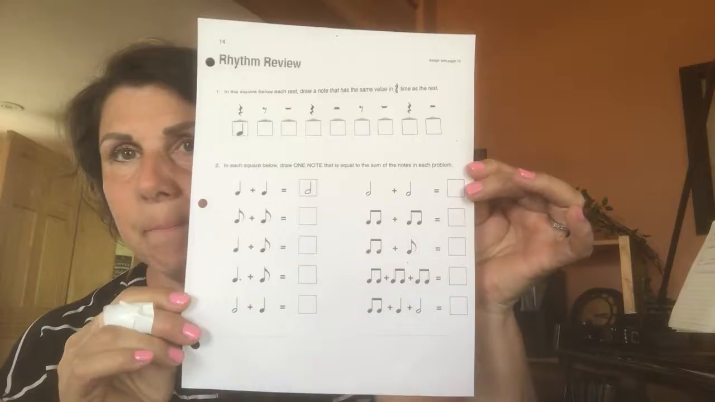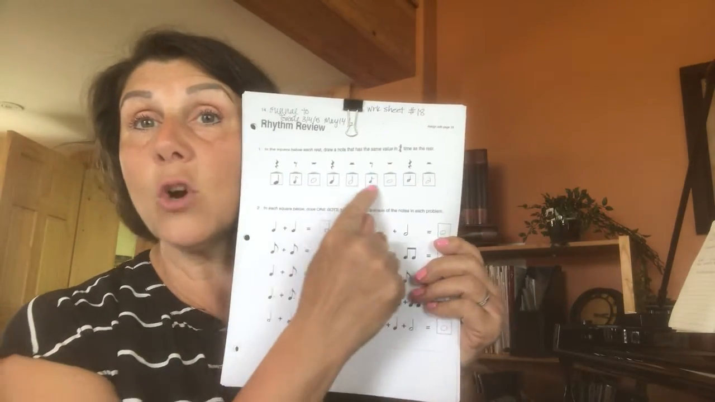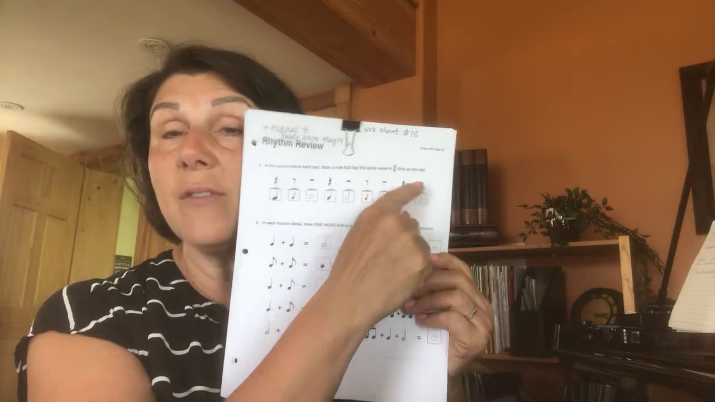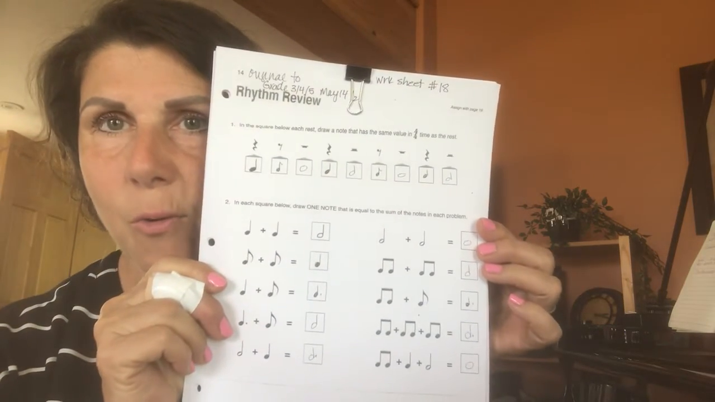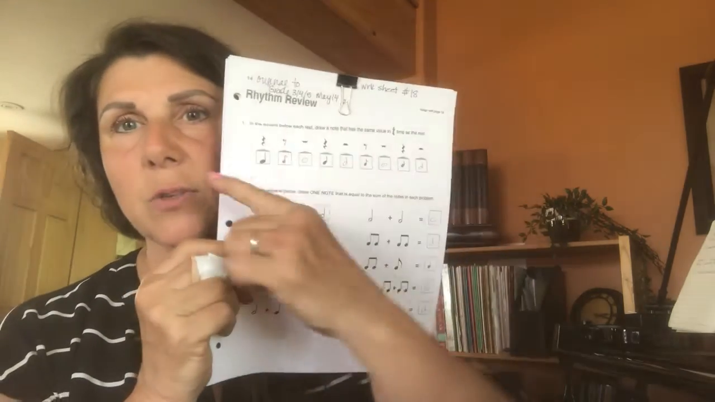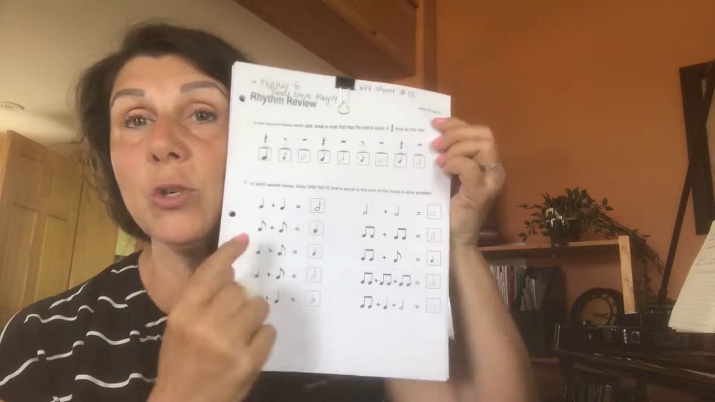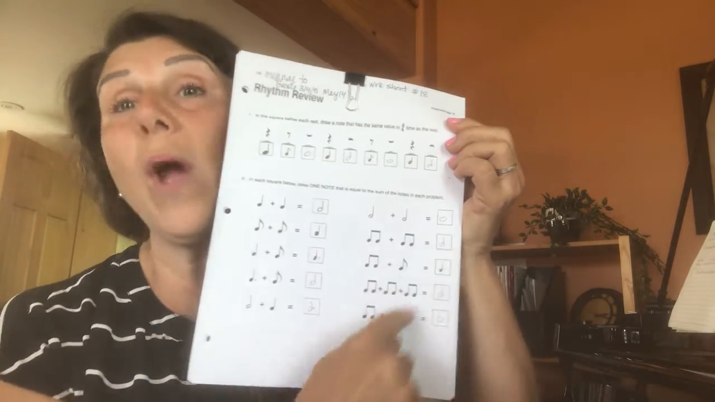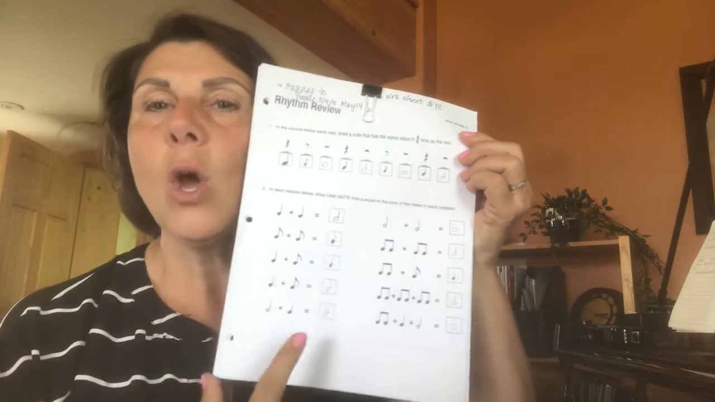So the first thing I would like to do is to review last week's rhythm worksheet that would have looked like this. Okay, so what we wanted you to do at the top was to fill in an appropriate note that goes with each of these rests, half rest, quarter rest, all of these. And then down at the bottom, what you were to do is to answer each of these music equations with a note.